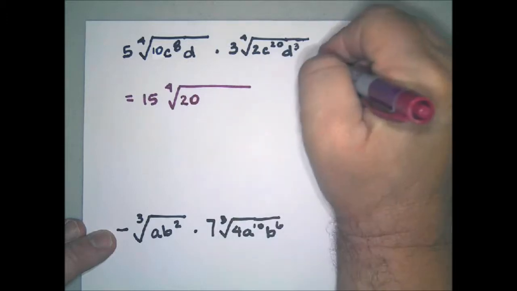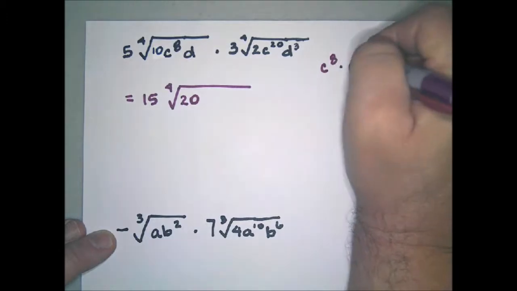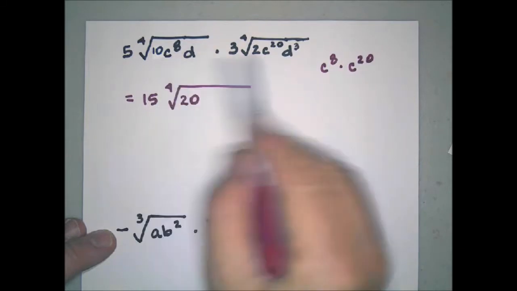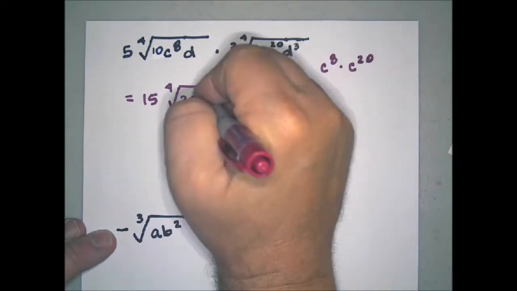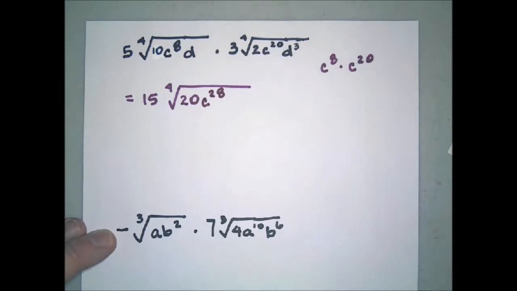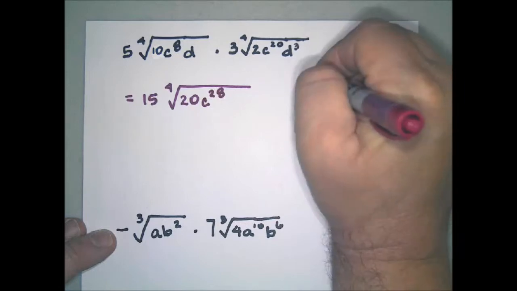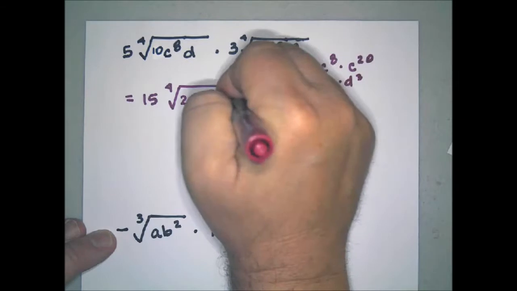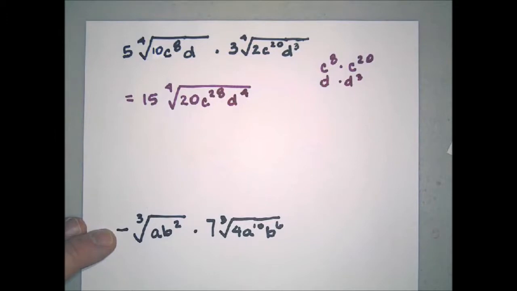Here'd be a good place to practice our exponent rules. C to the 8th times c to the 20th. When you're multiplying exponential terms that have the same base, you just add the exponents. So that would be c to the 28th. And this would be d to the 1st times d to the 3rd, which would be d to the 4th. So that's what I call our step 1 answer.